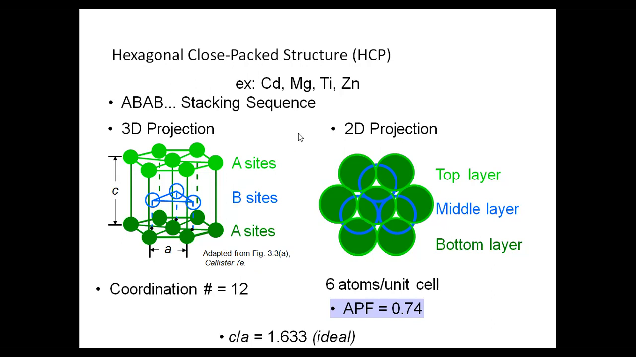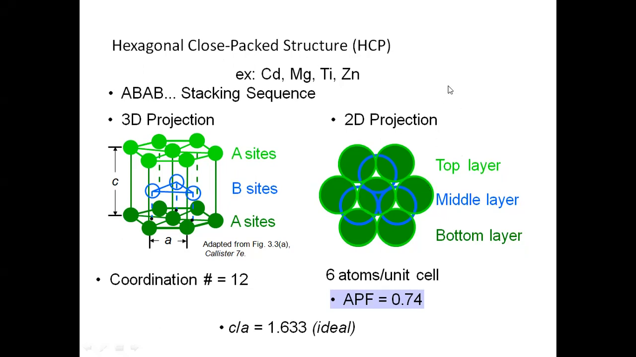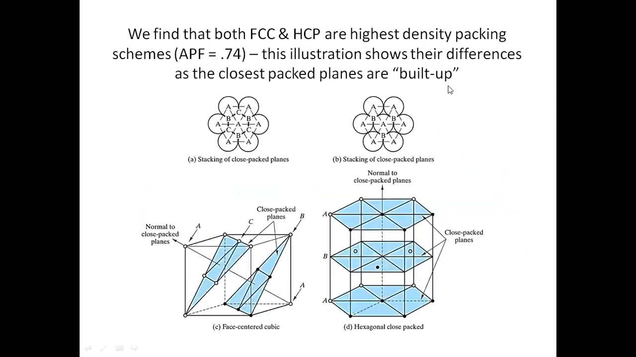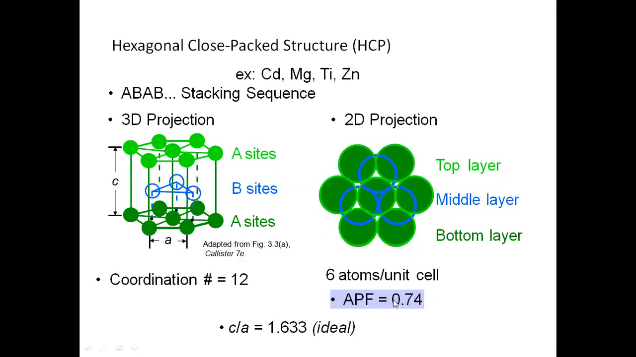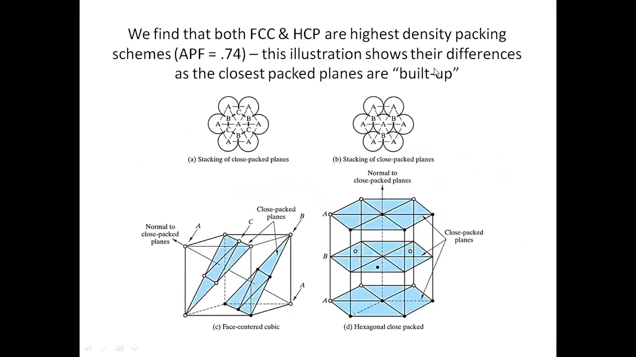So next lecture, I'm going to hear from you how to calculate the number of atoms in the hexagonal close-packed structure. So we move forward. We find that FCC and HCP are highest density packing. Remember, it also has an APF of 0.74, just like the FCC. So FCC and HCP are highest density packing schemes.